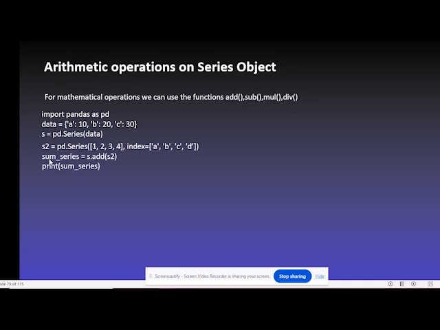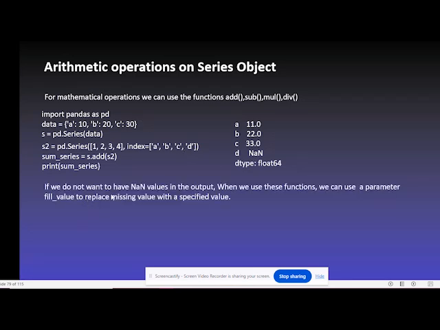See, sum series equal to S dot add of S2. What will happen? This will add these two, S and S2. It is same as S plus S2. S dot add of S2. First series dot add, then pass the second series as the argument of the function. This is same as S plus S2. What will be the output? At matching index it will be added. If we don't have matching index, NaN value will be returned.